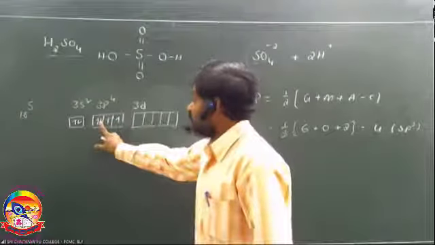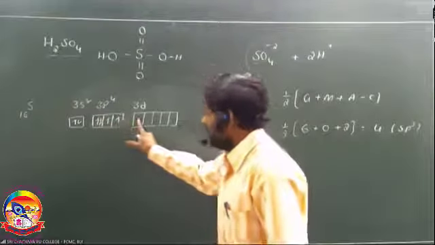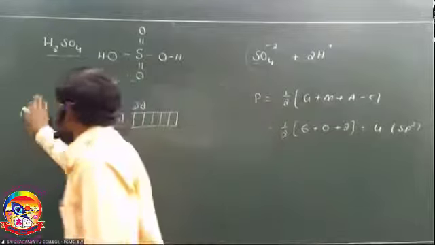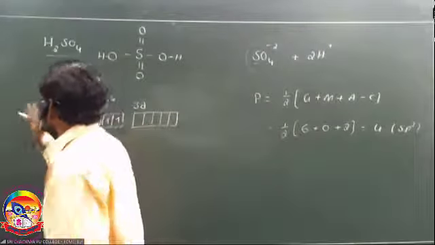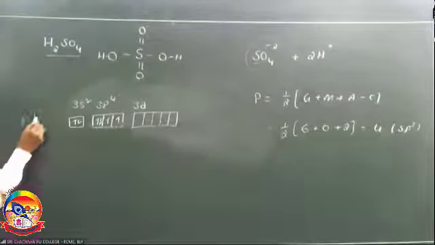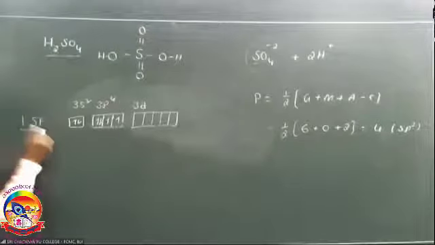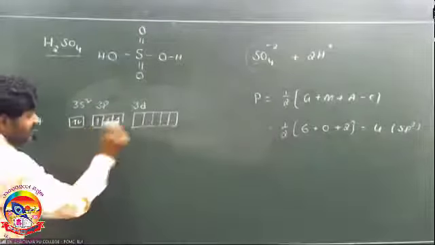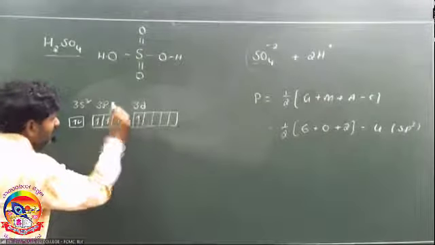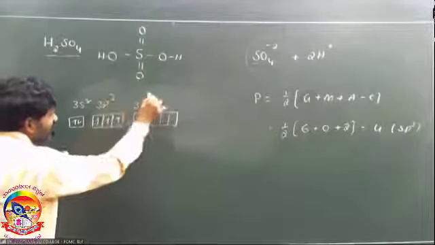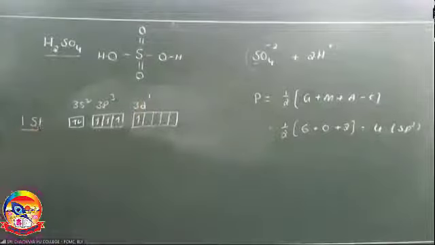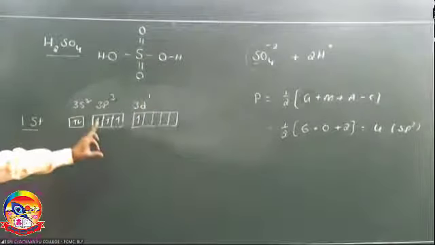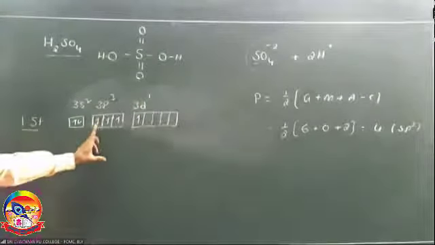If one of the 2p electrons is excited to the 3d sublevel, it is called the first excited state. So in the first excited state, one of the 2p electrons is excited to a vacant d orbital: 3p3, 3d1. It is the first excited state. In the first excited state, how many unpaired electrons does the central atom sulfur have?